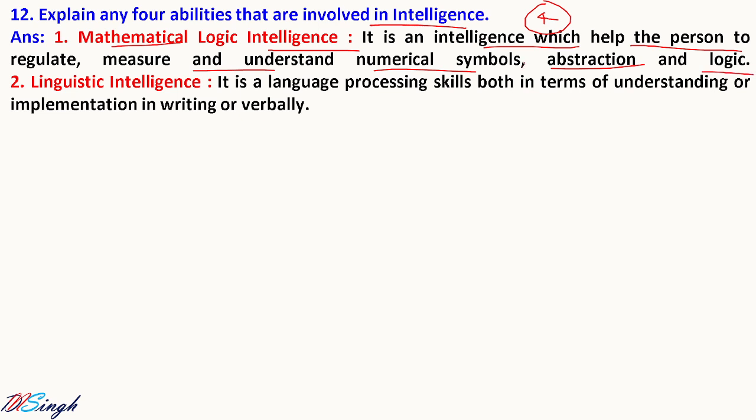अगर कोई बच्चा न्यूमेरिकल सिंबल्स को अच्छे से समझ रहा है, एब्स्ट्रैक्शन और लॉजिक को ठीक से समझ पा रहा है, तो उसको बोलते हैं कि उसके पास मैथमेटिकल इंटेलिजेंस है. जैसे रामानुजम के पास थी, they see a number and they can just find out the patterns in those numbers.